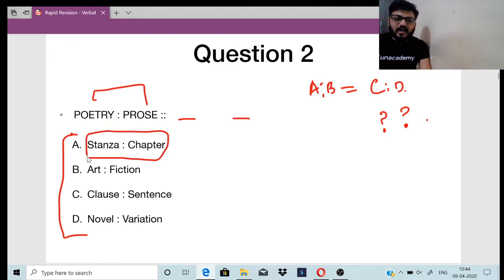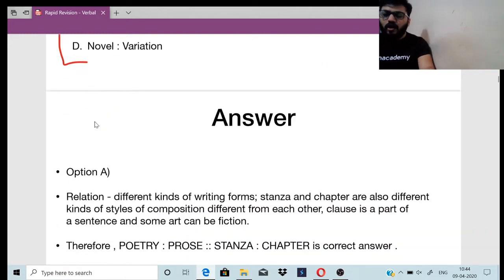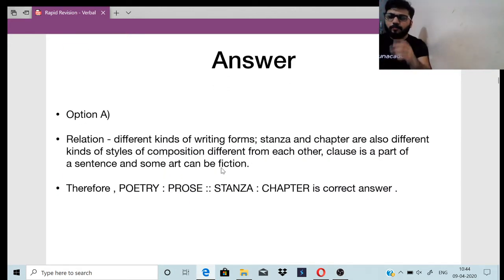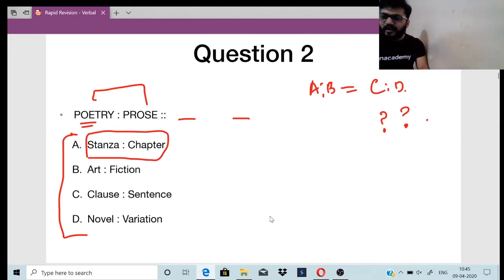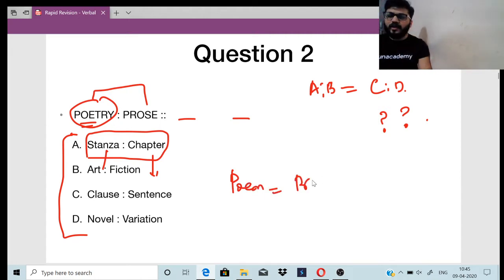Okay, stanza is to chapter. So poetry ka matlab pata hai, right? We all know what a poetry means. Okay, stanza and chapter are also different kinds of composition. Okay, prose ka matlab kya hai? Poetry is different and prose is different. Similarly, stanza is different, chapter is different. You guys are getting the point, right? So poetry is basically a poem or writing a poem. Okay, prose is a poem which has 14 lines, right?